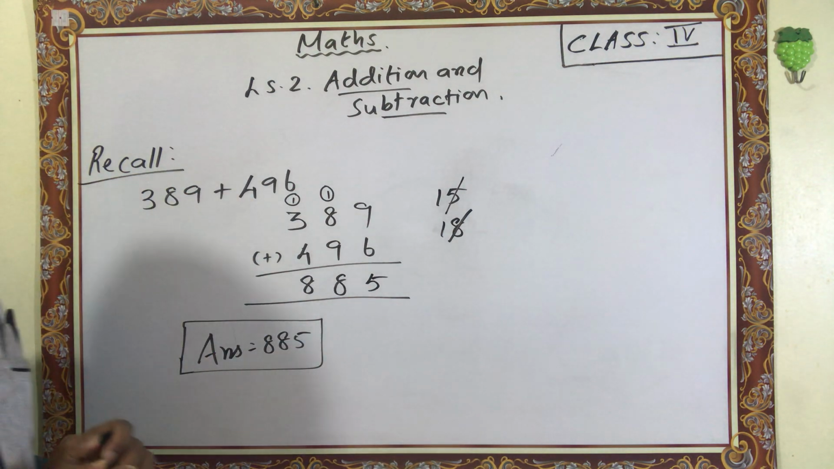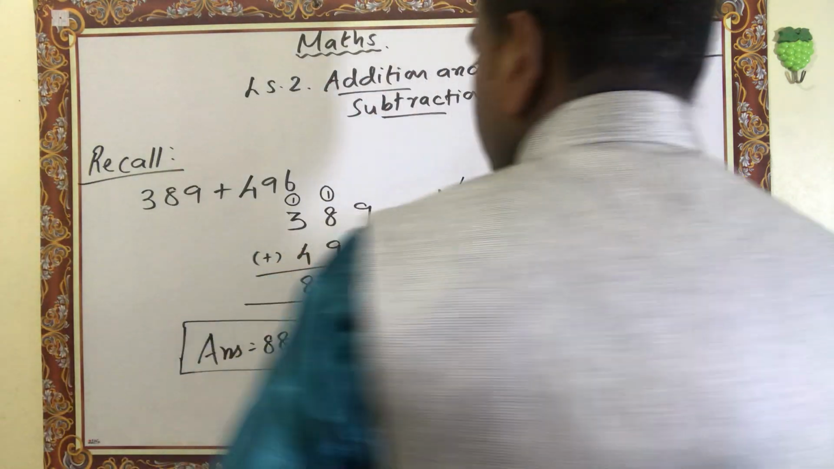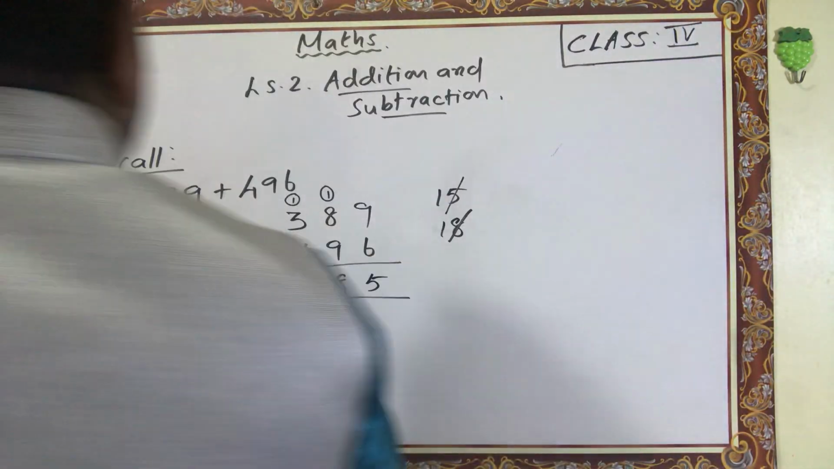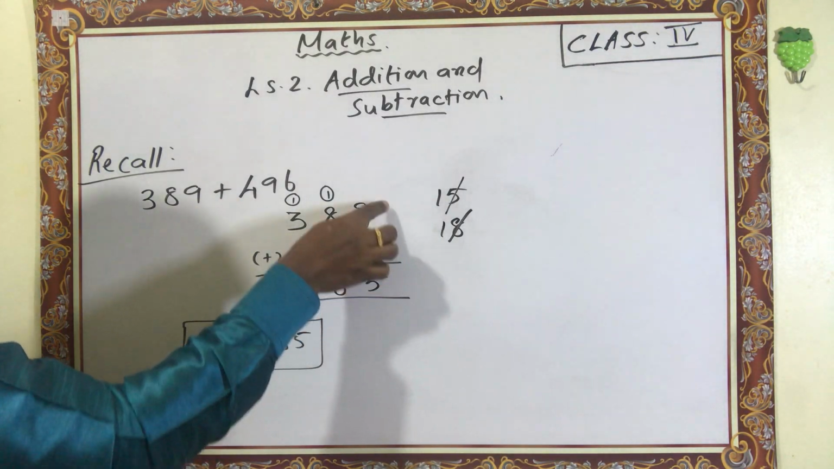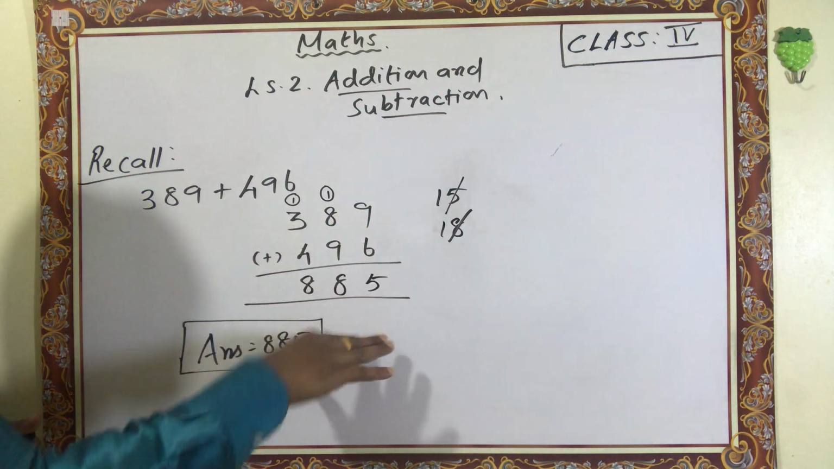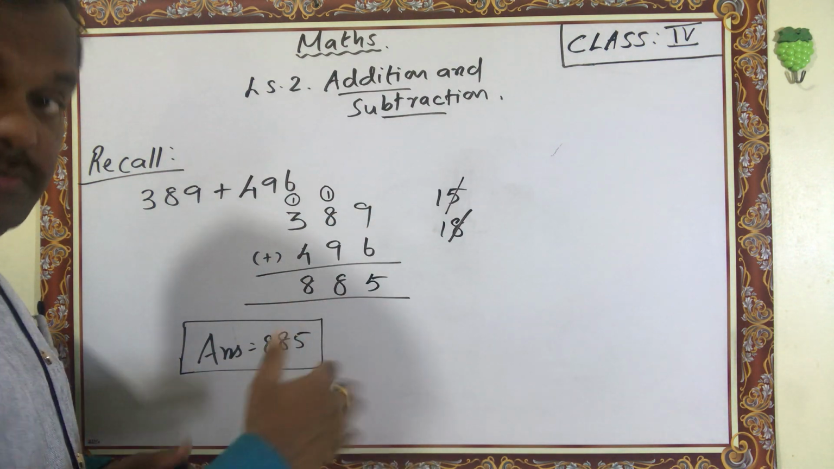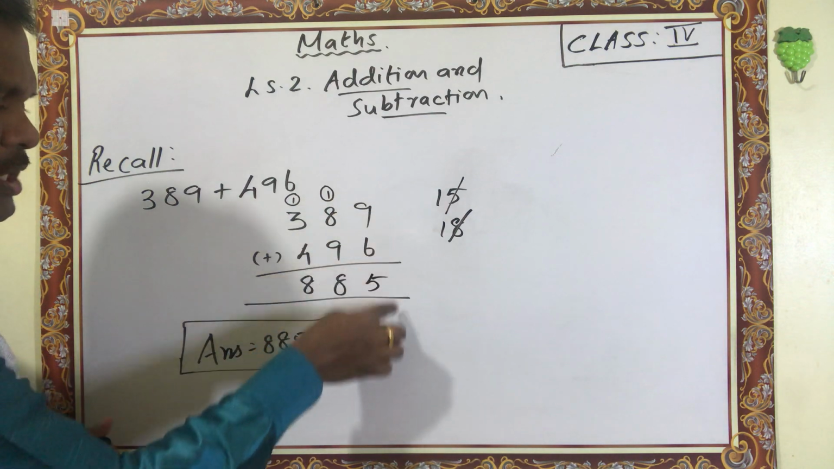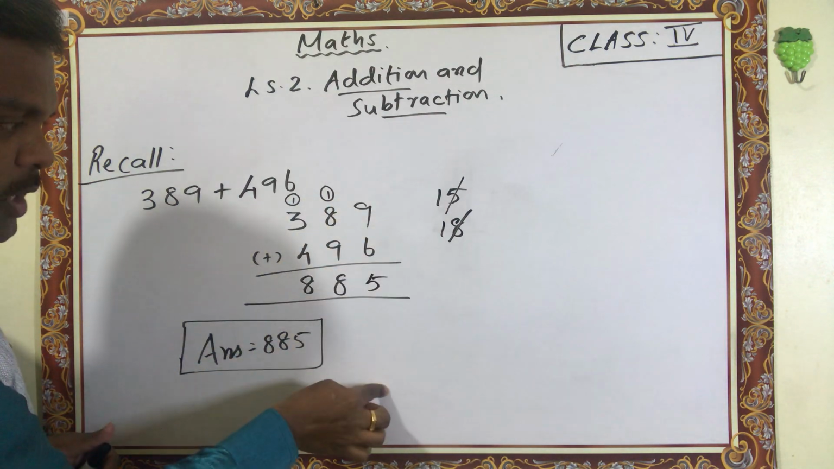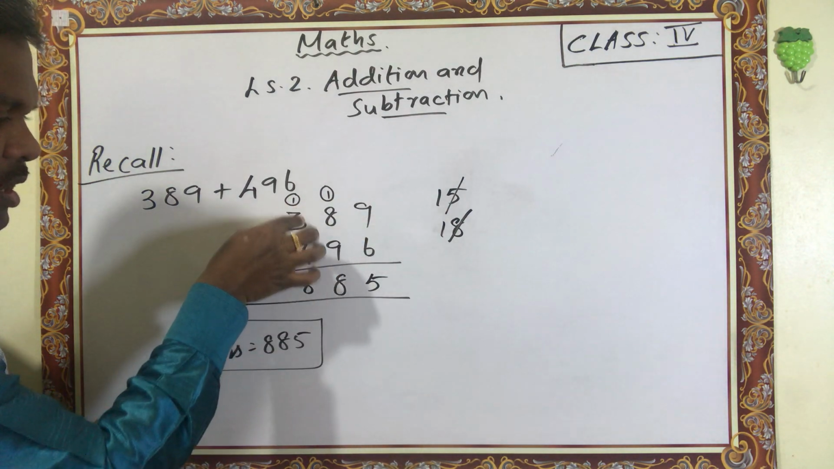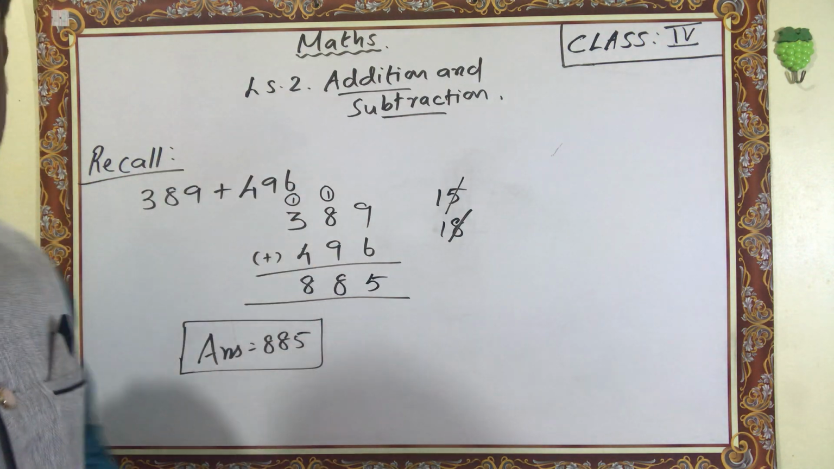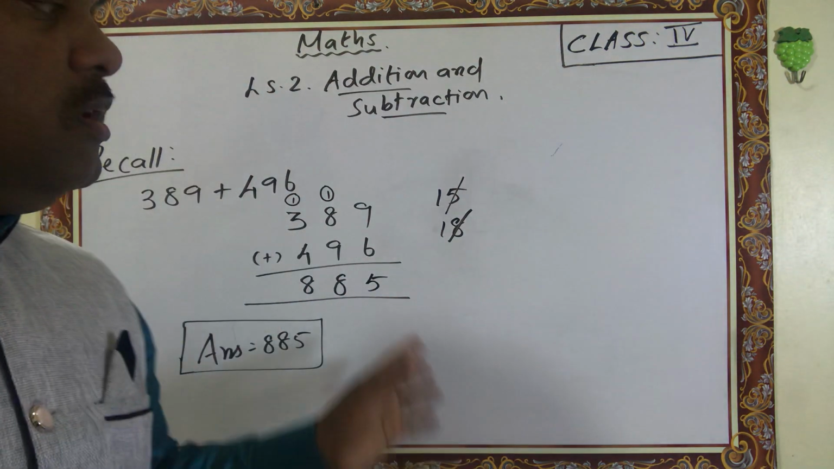This is the way you have to add. So first the concept is, all ones places, below that you have to write. If it is three digit, with one more number or two more numbers, all ones places should come in a straight line. Below that you have to write tens place, then hundreds place. Like that you have to write. So one more example.